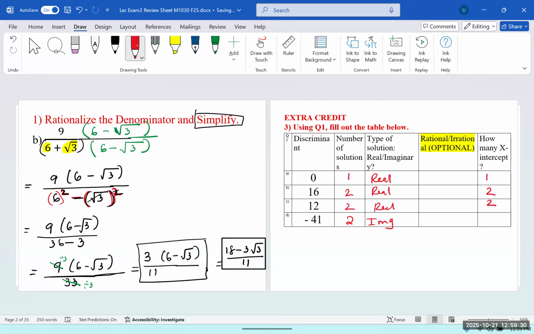But in this case, how about the x-intercept? It doesn't exist because a real x-intercept has to be real. If you don't have any real number, you cannot have an x-intercept. Now, about the rationale.